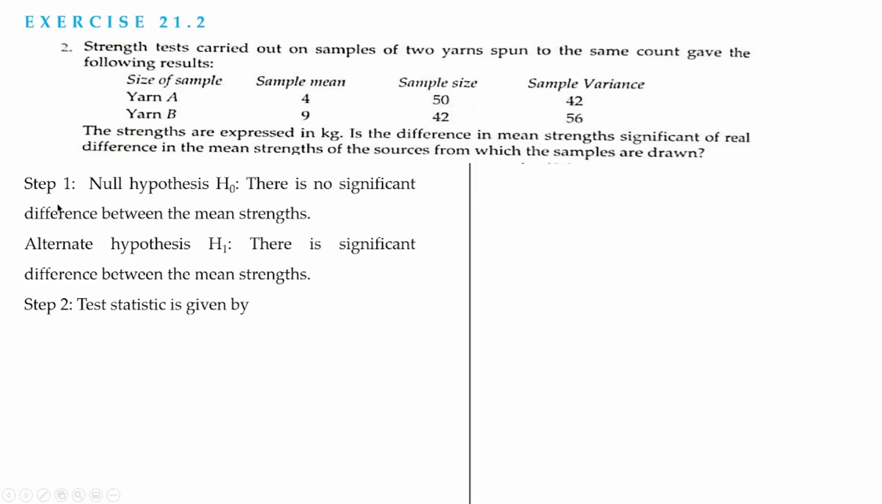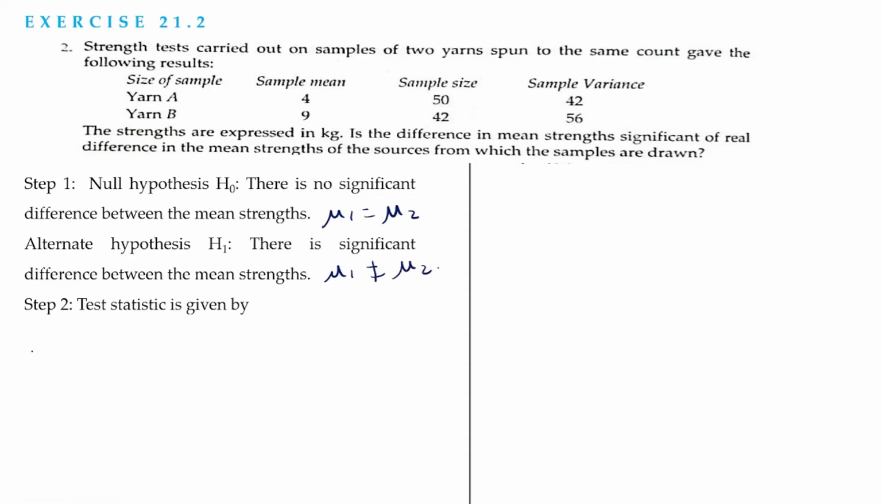So the first step is the null hypothesis H0: there is no significant difference between the mean strengths of the sources from which the samples were drawn, that is, mu1 equal to mu2. And the alternate hypothesis is that there is a significant difference between the mean strengths, which means mu1 not equal to mu2.